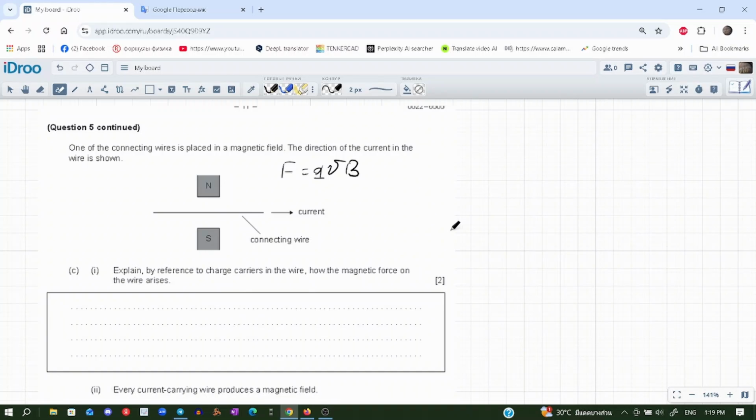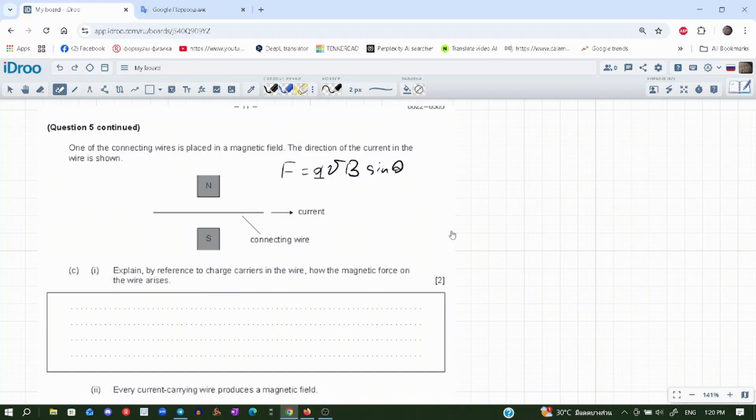It's just the strength of the magnetic field, times sine of theta, where theta is the angle between the V and B vectors, but in our case we don't need to talk much about this sine of theta. We just have to say that it depends on the charge, on the speed, on the magnetic field itself, and we also call it a Lorentz force.